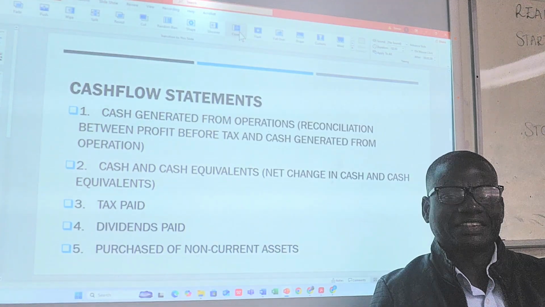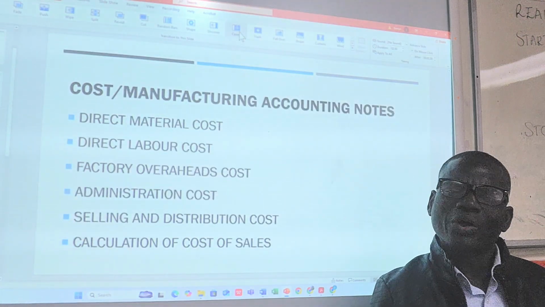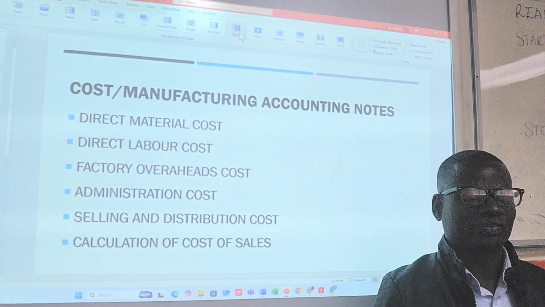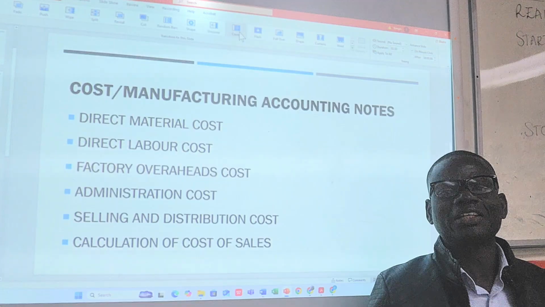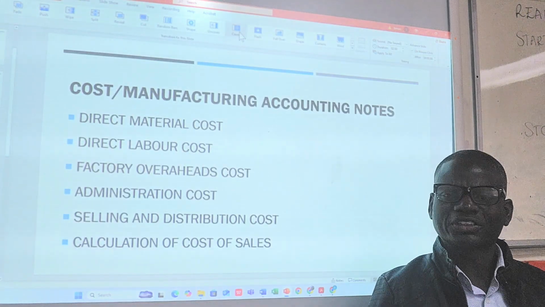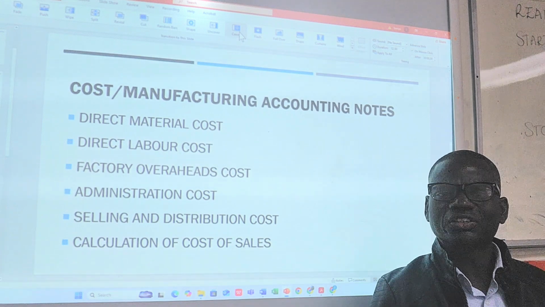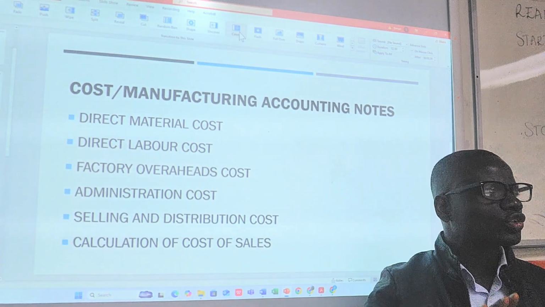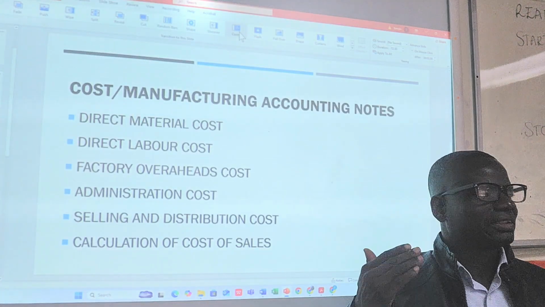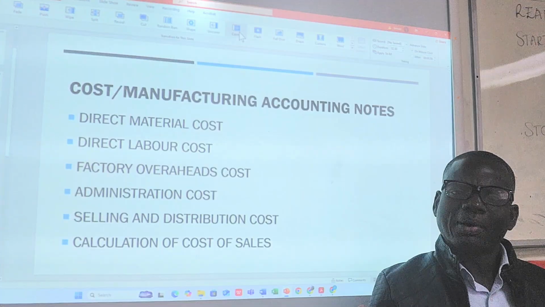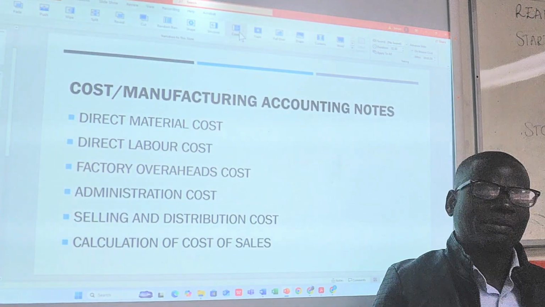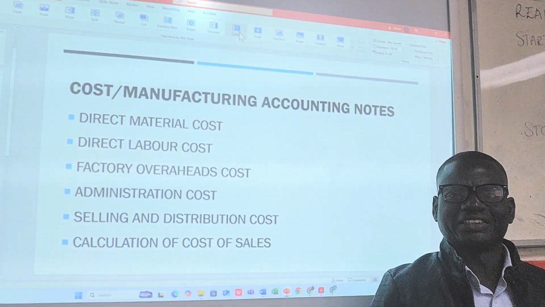Therefore, when you're talking about cost or manufacturing accounting, the notes are 6 of them, but people don't know. They thought it's only 3. It's more than 3. We have direct material cost, number 1. Number 2, direct labor cost. Number 3 is what you call factory overhead cost. Number 4 is administrative cost. Number 5, selling and distribution. Number 6 is the calculation of cost of sales.